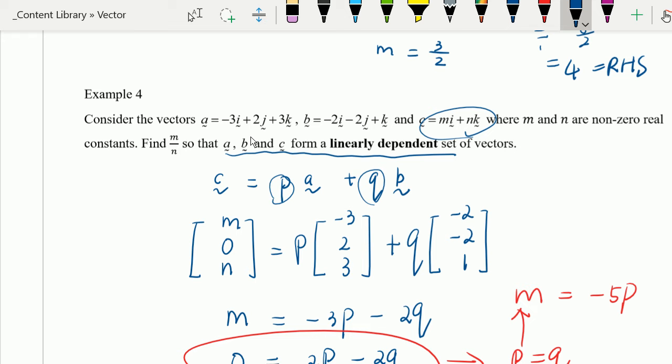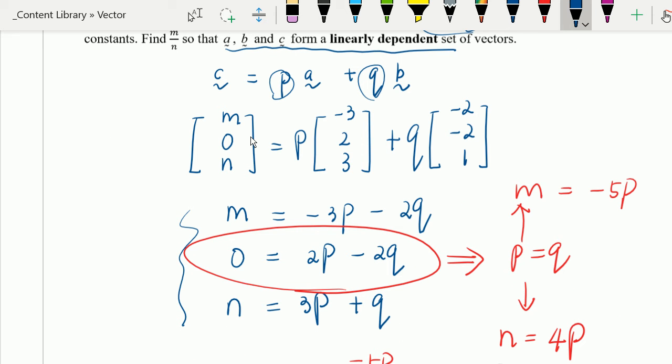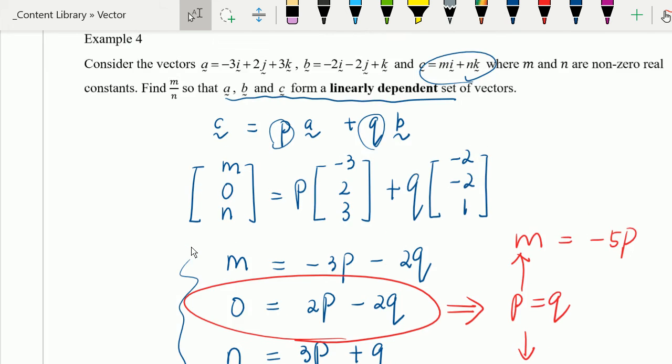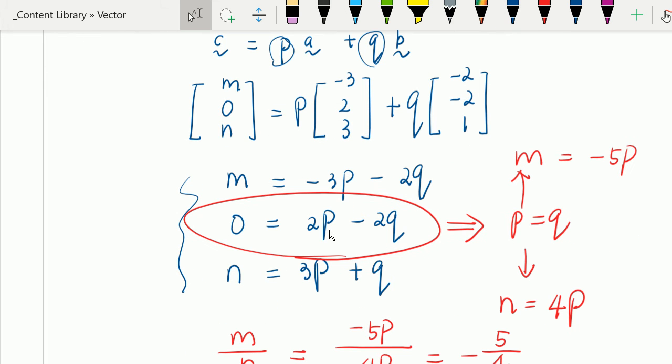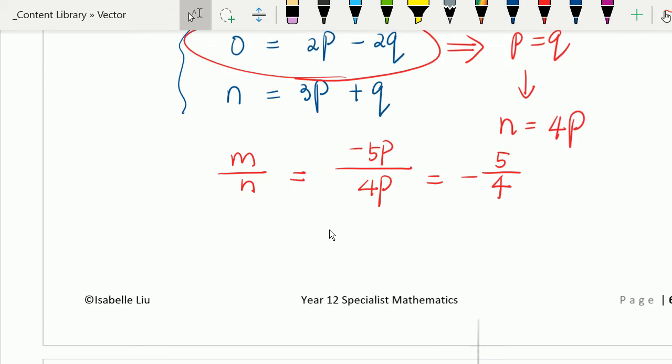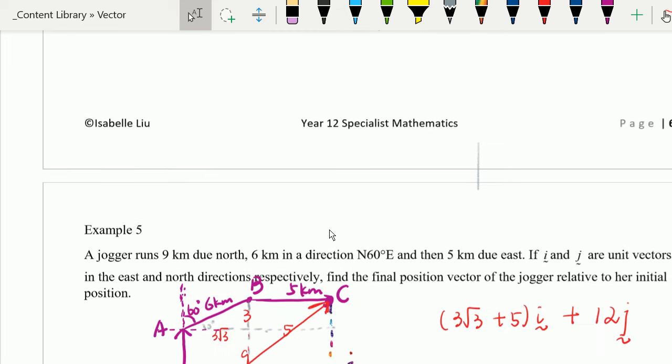We have three simultaneous equations. And from the second one, we can see P equals Q. Then we move up here, we can see m equals minus 5P and n equals 4P, or it can be minus 5Q and n is 4Q. So the ratio, I'm just interested in the ratio. So the ratio equals minus 5 over 4, which is easy here.